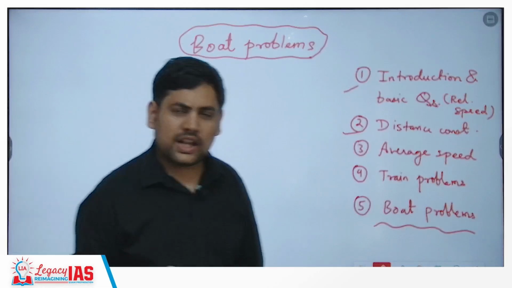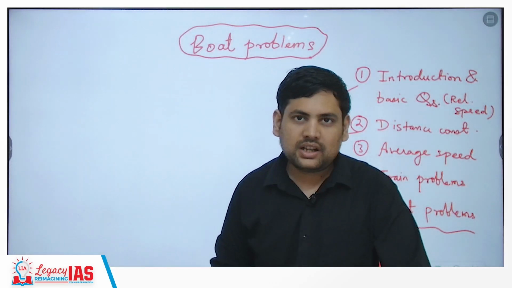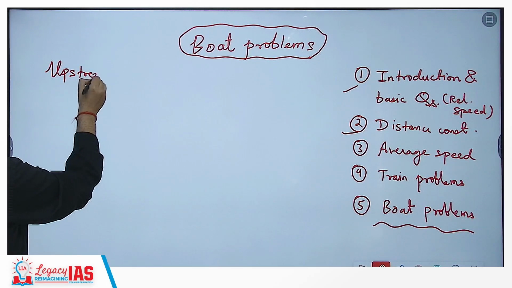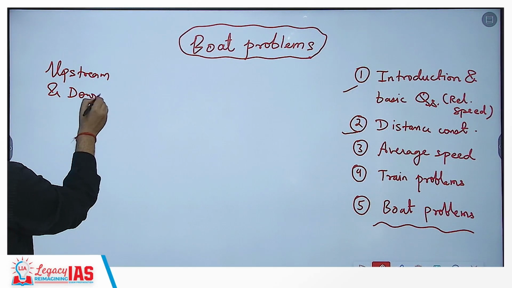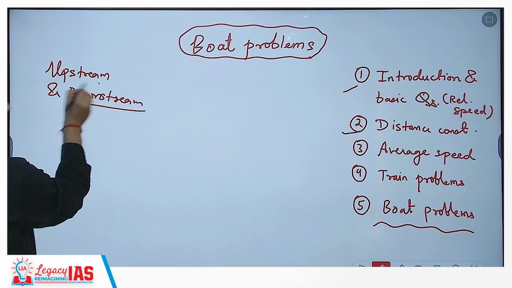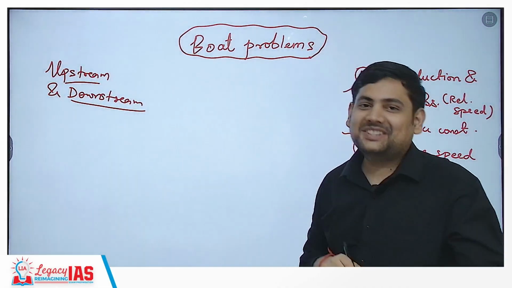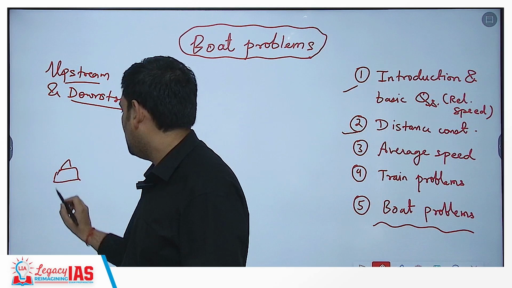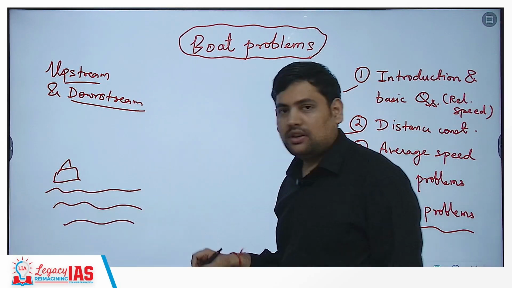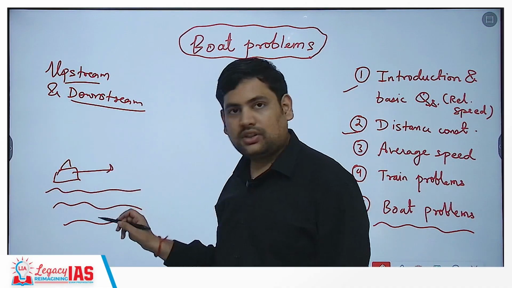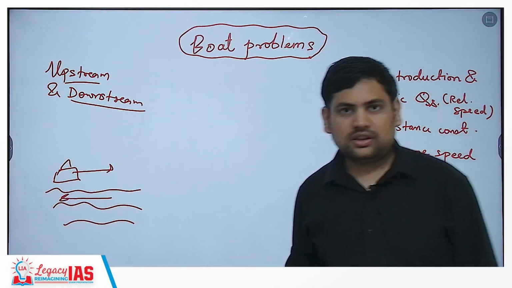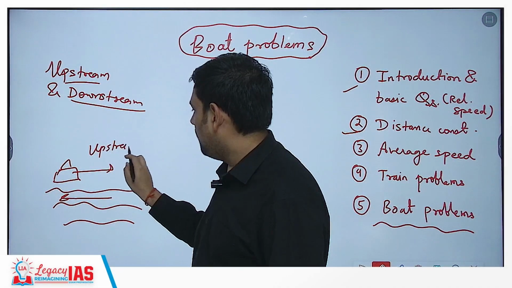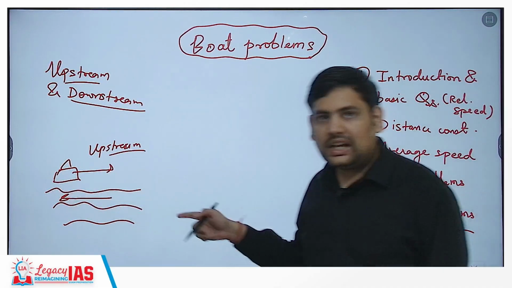Now, here there are a few terms that you need to understand. First is upstream and downstream. What is upstream? What is downstream? Upstream is when, let's say this is a boat and this is a river, the boat is moving in this direction and the river is moving in this direction. When they are going in opposite directions, that you call upstream. That is, the boat is going against the stream.